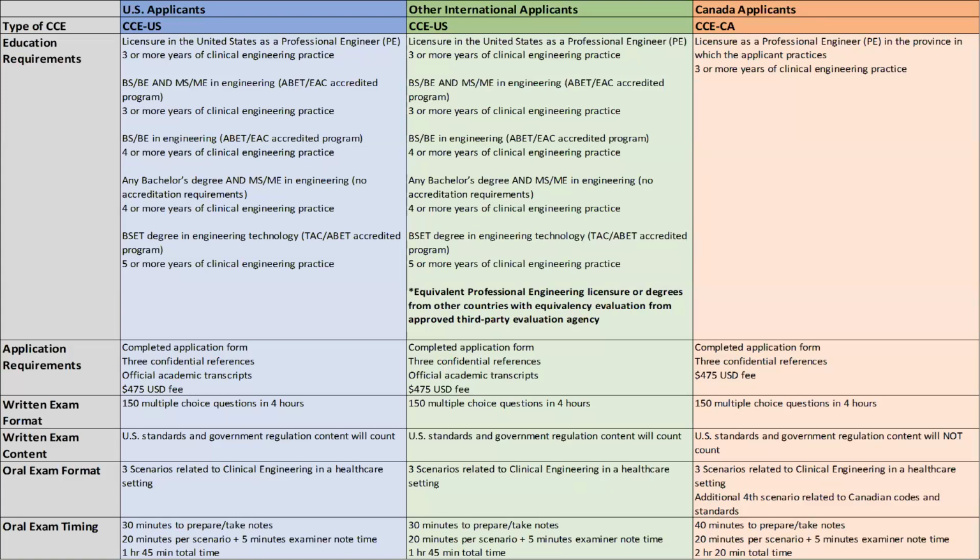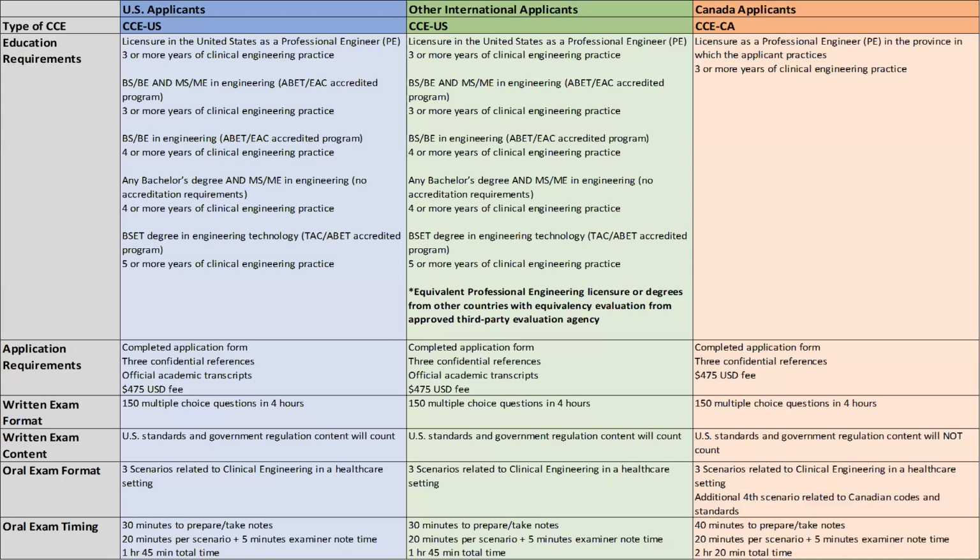The written format is consistent for everybody. There are 150 multiple choice questions across a 4-hour time period. For the written exam, everything for the US and other international candidates is equivalent, and there will be questions on the US standards and government regulations. Again, as we previously mentioned, the Canadian applicants do not have to answer questions on the US standards and government regulations. The oral format for US applicants and other internationals is, again, 3 scenarios.